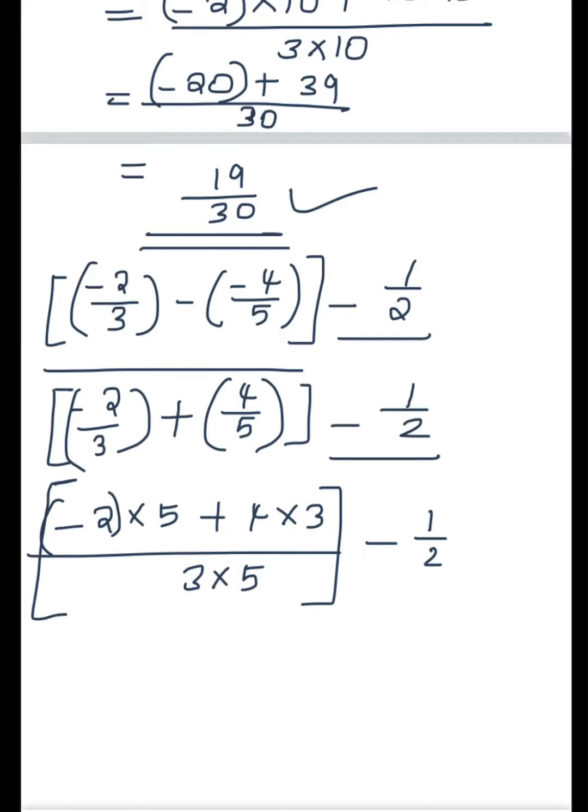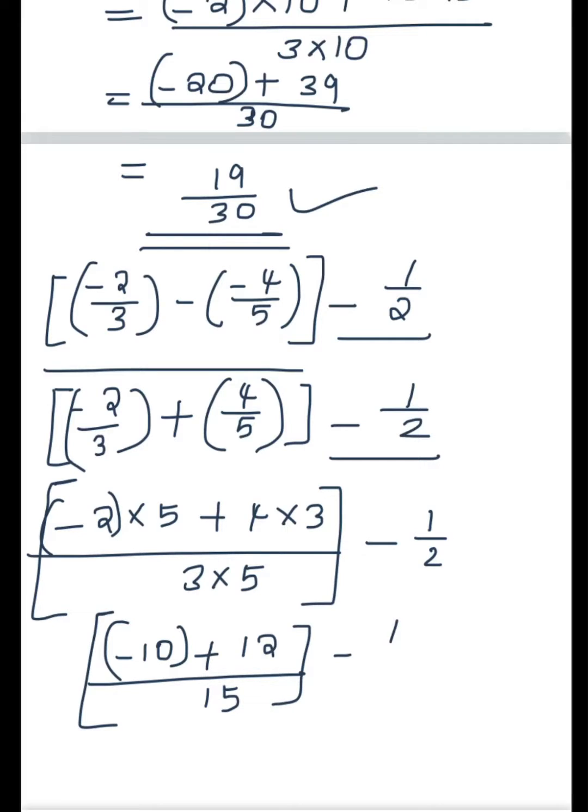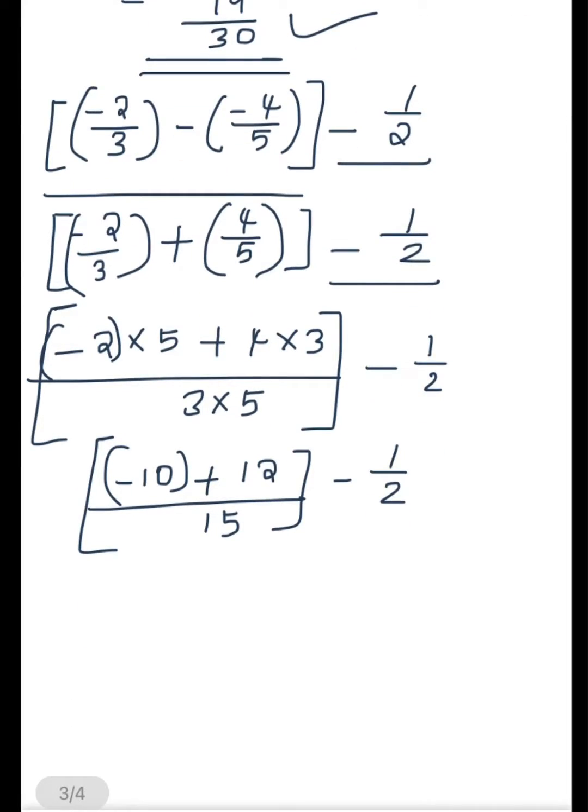Okay, now what is minus 2 into 5? It's minus 10 plus what is 4 into 3? It's 12, divided by 3 into 5, which is 15. Okay, minus 1 by 2. Now what is minus 10 plus 12? It's 2 by 15. Okay, 2 by 15 minus 1 by 2.